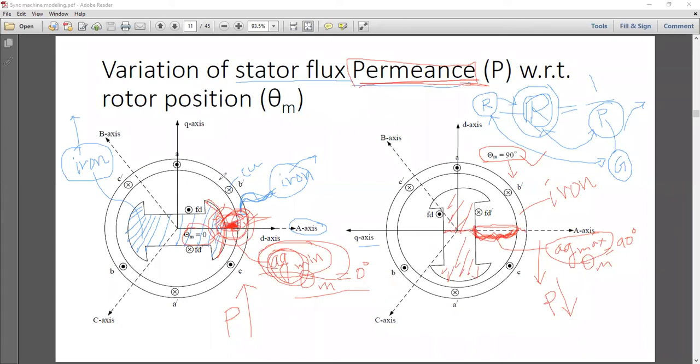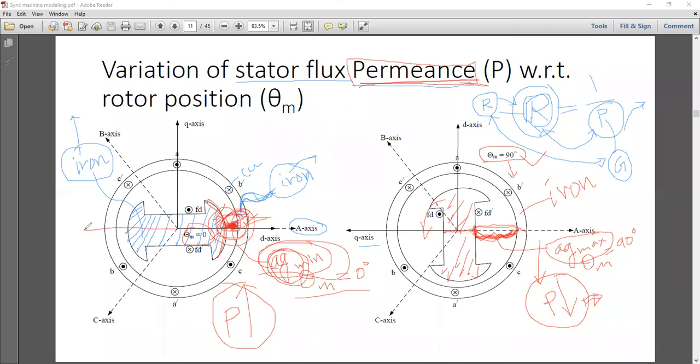So when theta is 0, you have maximum permeance, it gives you some flavor of a maximal value. And when you have theta m equals 90, you have some sense of a minimum value. Is it okay? Now we will go forward. Visualize this to be rotated by another 90 degrees. What will happen? The permeance will be minimum again.